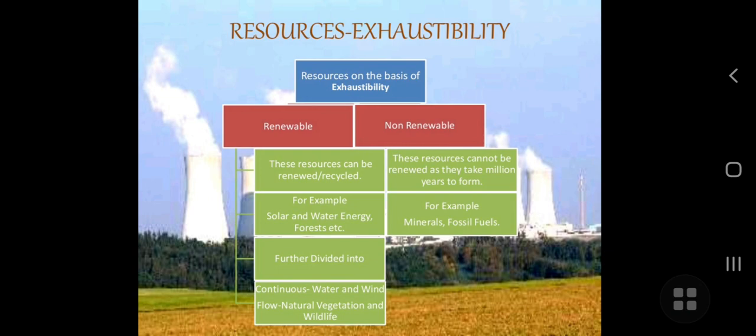And on the basis of exhaustibility, resources can be classified into two types. Renewable resources are the natural resources which can be used again and again or can be reproduced by physical, mechanical, and chemical processes. Solar energy, air, water, and soil are some of the renewable resources of energy.